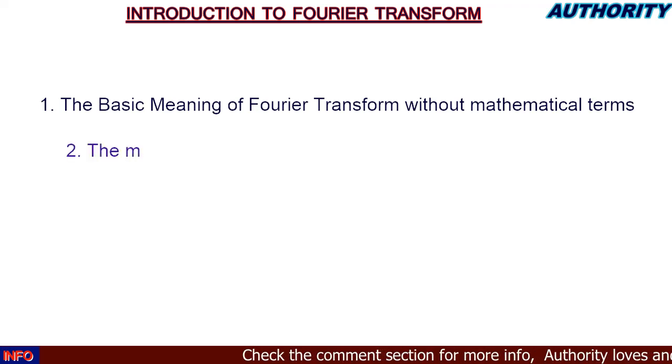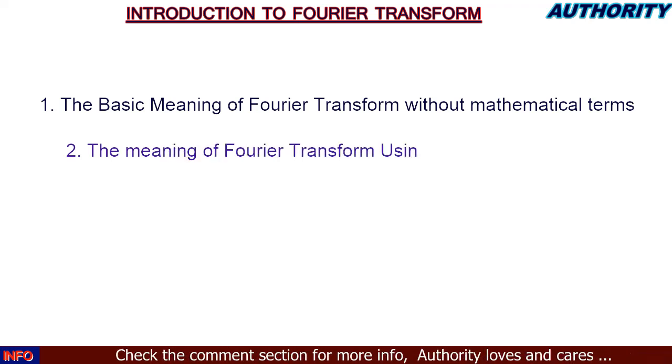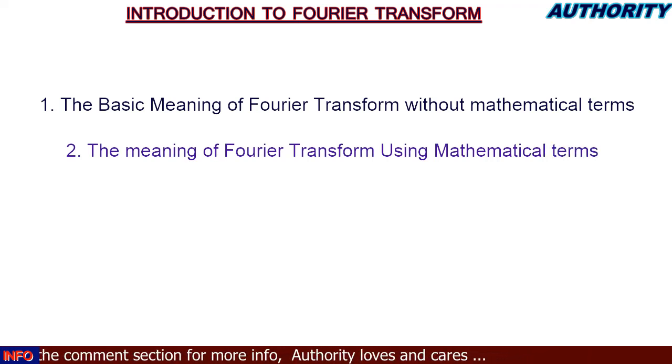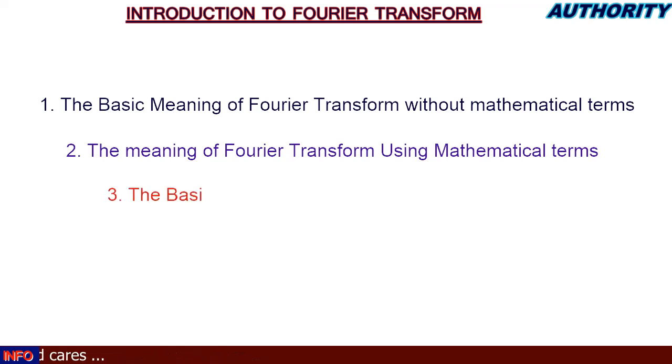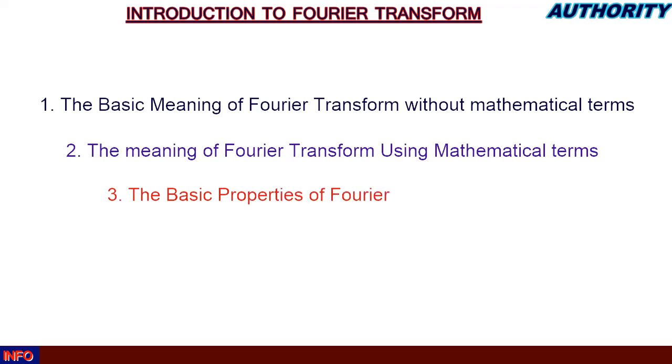And then the second part, we are going to look at Fourier transform and mathematical expressions. That is explaining Fourier transform using mathematical notations. And then we explain the different terms associated with this Fourier transform. Then lastly, we are going to talk about the basic properties of Fourier transform.